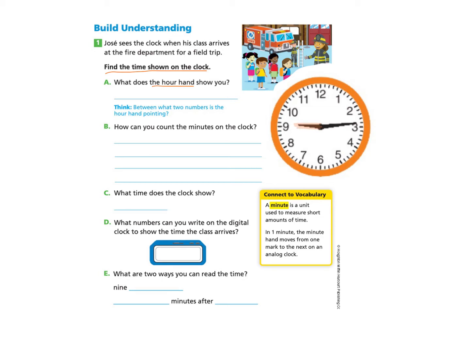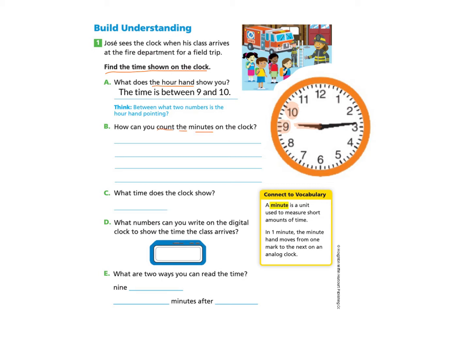And so the hour hand is between two numbers. Right now, it is between 9 and 10. It's closer to 9 right here, but it is between these two numbers. So we can explain that the time is between 9 and 10. Now let's take a look at part B.